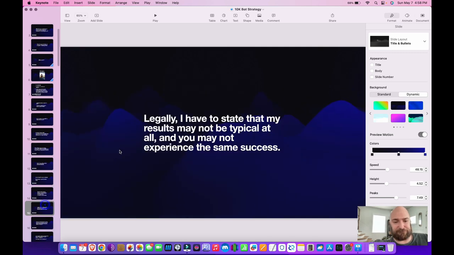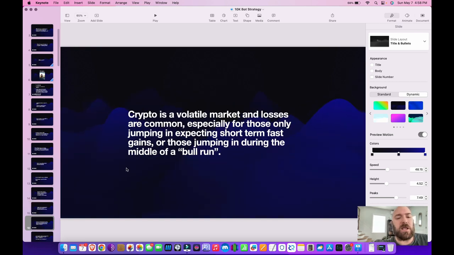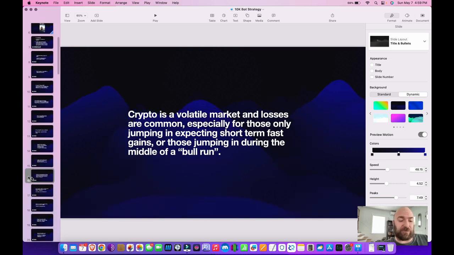I'm about that speed. Legally, I need to say that your results may not be the same as mine. My results may not be typical at all. I really don't know. I'm trading all by myself, flying by the seat of my pants. And now that I found something that worked, I want to share it. Crypto's a volatile market. If you're jumping in to make some quick gains, especially at the crest of a bull run or a larger market fluctuation, you'll probably lose money, like I did back in 2017 when I first jumped in, threw some money in the pot, and then the market took the wind right out of my sails. So just be very careful on that note.